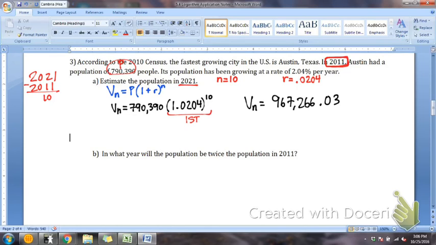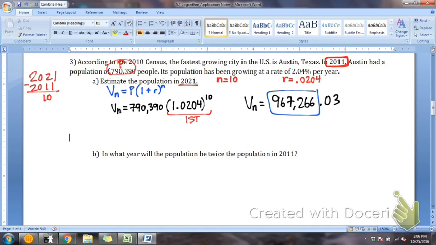Anybody else get this? 967,266.03? I did not. I don't know what I did wrong. You can't have 0.03. We're going to talk about that. Partially born child. That's awkward. Okay, can you have 0.03 of a person? No. For all intents and moral purposes, the answer is no, right now. So we are talking about people walking around the city or being strolled around in their stroller.